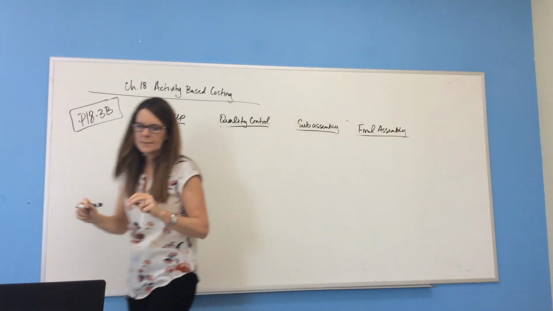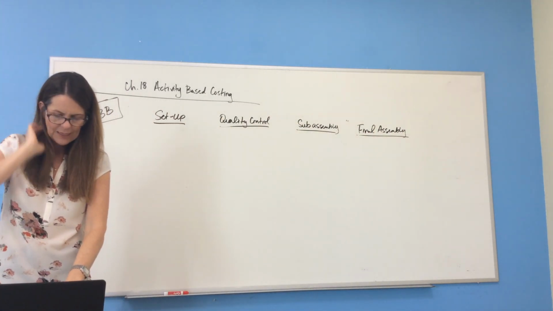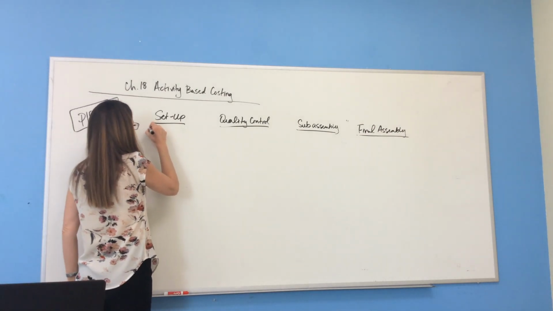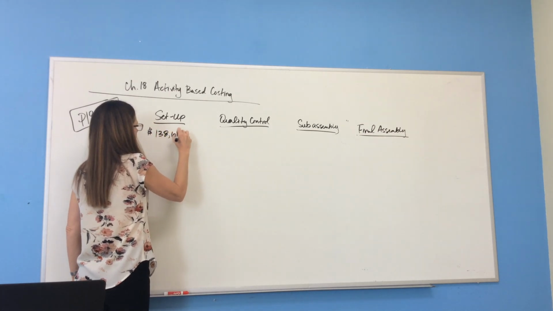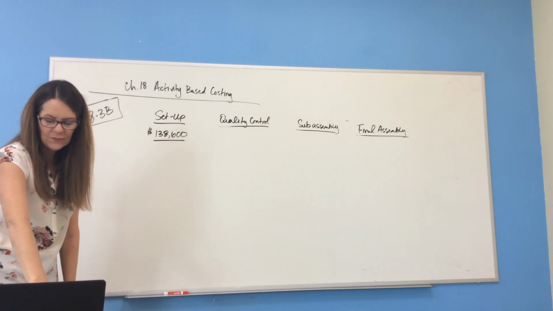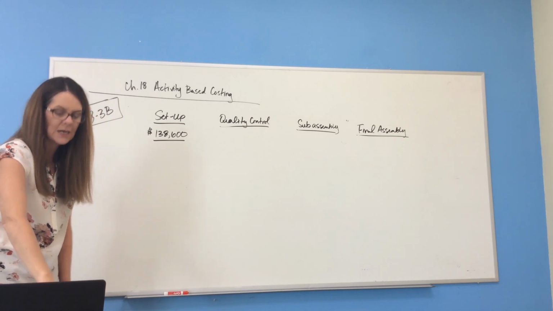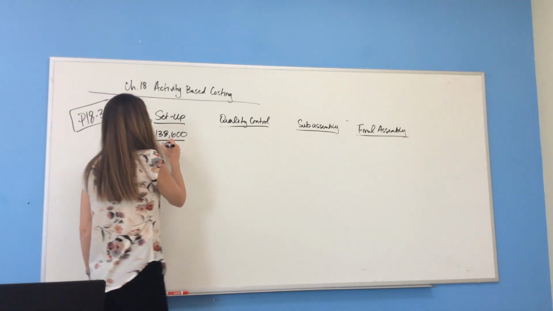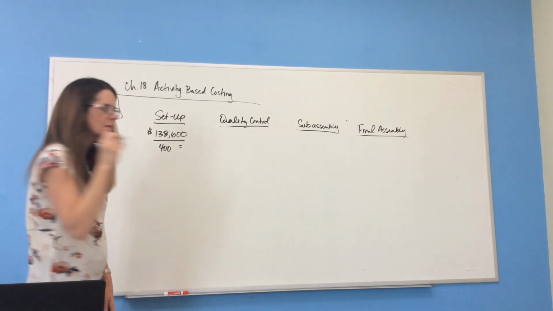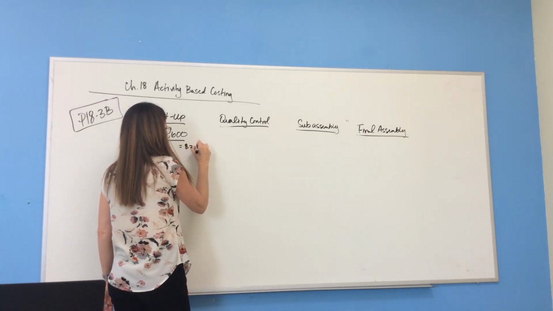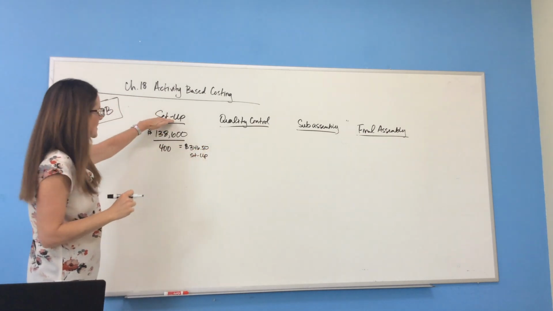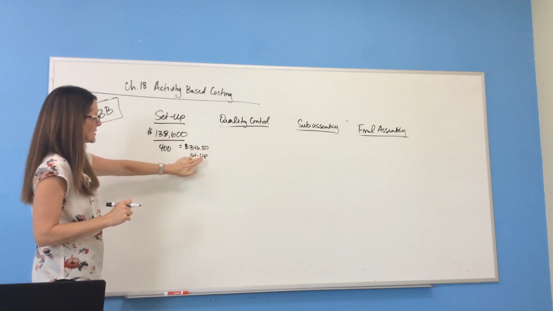Okay, so under setup, the amount that they gave us in the book for the setup activity is $138,600. I'm going to take that and divide it by the activity. The activity for setups is number of setups. The total number of setups is 400. So I'm going to divide this by 400, and then I get a cost per setup. In this case, it's $346.50 per setup. So the activity of setups is $346.50 per setup.